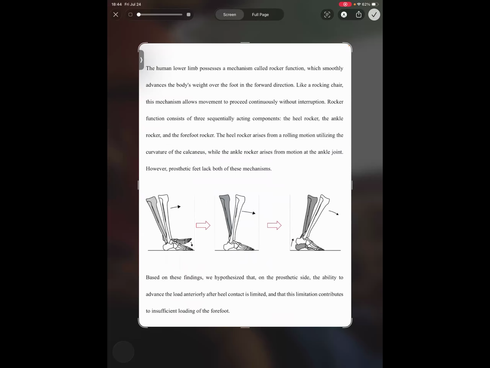Are you relating it to the center of pressure on the sound side also? Yes, it's also a relationship. Great, excellent.